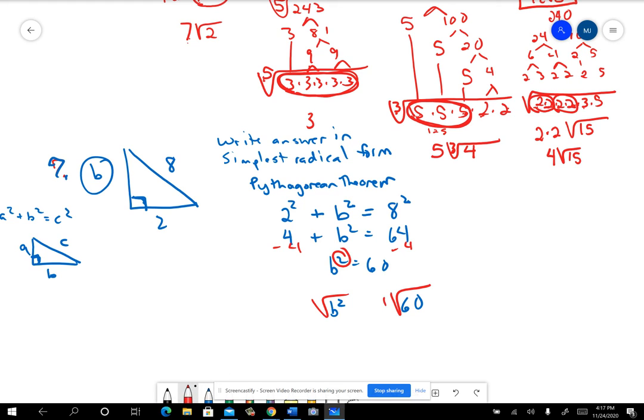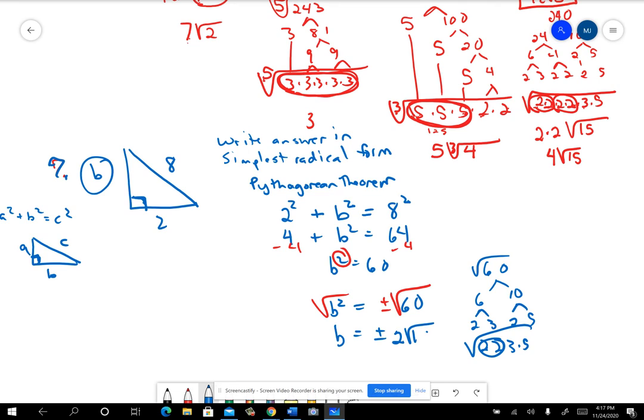So I'd have to do both the positive and negative square root technically. And so I'd wind up with b equaling positive or negative, and I got to break down that 60 like I've been doing. And I get a 2, a 2, a 3, and a 5. So when I do the square root of that, I got a pair of 2s. So it'll be a 2 outside with a 15 underneath.